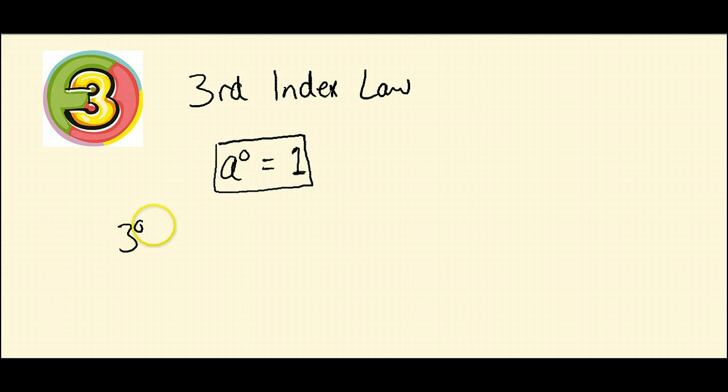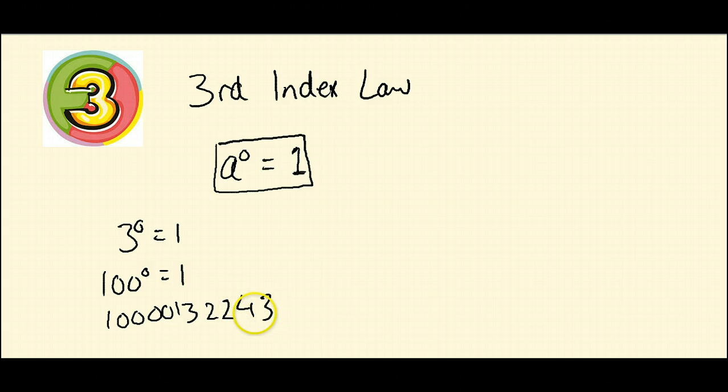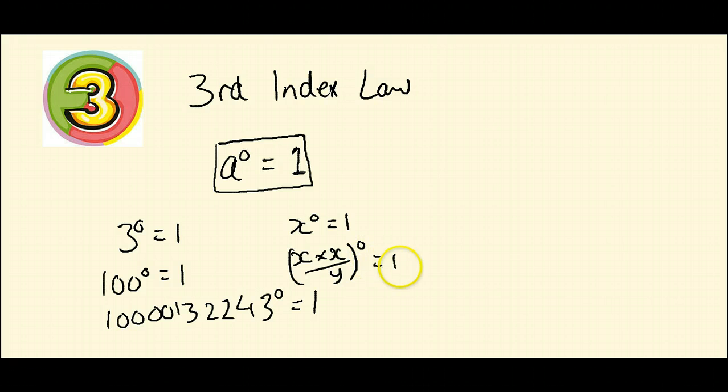So that means 3 to the power of 0 equals 1. It means 100 to the power of 0 equals 1. It means this number, I'm just trying to come up with a big silly number, to the power of 0 equals, you guessed it, 1. If I've got an unknown like x to the power of 0, that's 1. If I've got an unknown times an unknown divided by another unknown, and that's all to the power of 0, it's going to equal 1. Anything to the power of 0 equals 1.